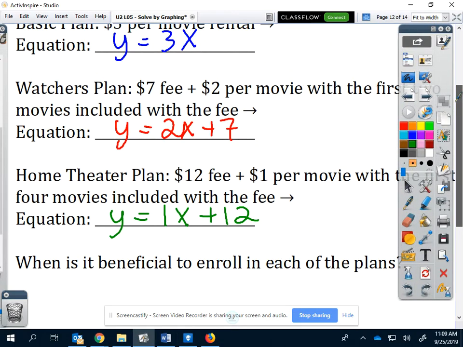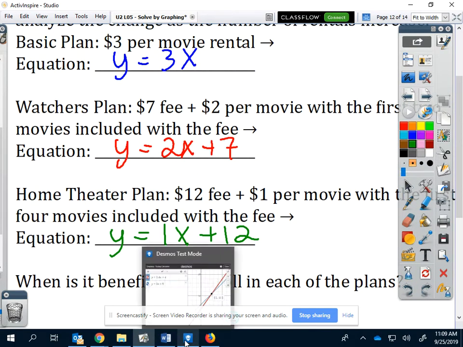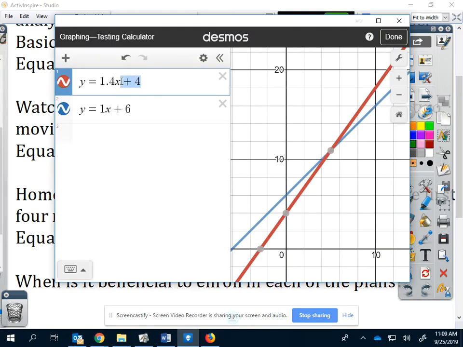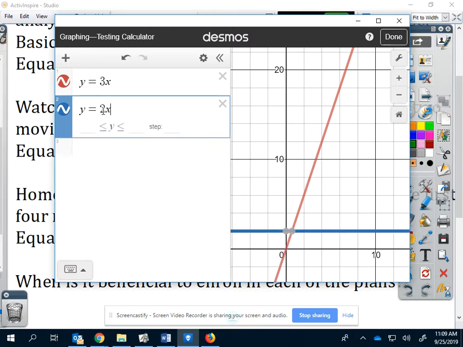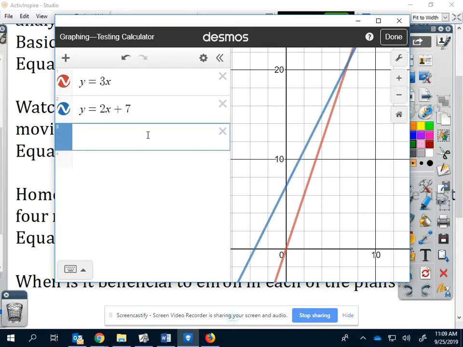But let's take all 3 of those equations, and let's type them each into Desmos, okay? So we have y equals 3x here. The next one was y equals 2x plus 7. And our last one was y equals 1x plus 12.